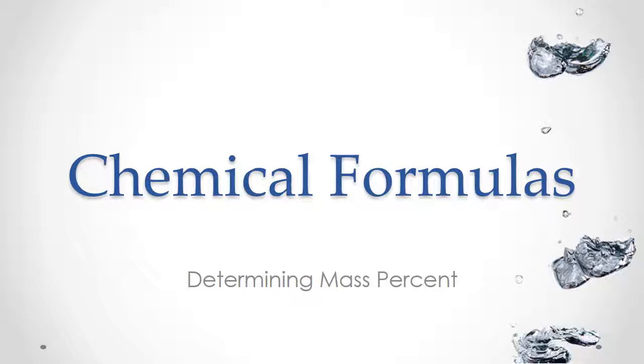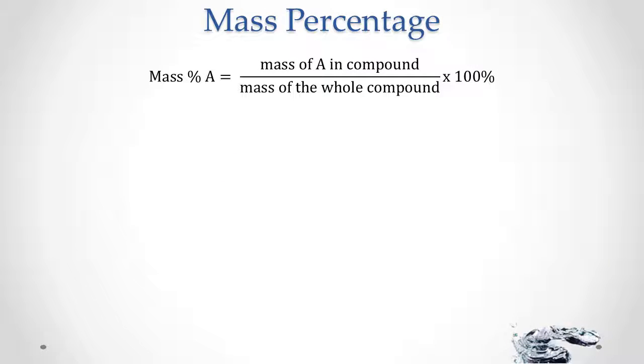When we have chemical formulas, one of the things that we can do is determine the mass percent of a component in the compound. The best way to look at that is by looking at this equation. The mass percent of component A is going to be the mass of A in the compound divided by the mass of the whole compound times 100%.